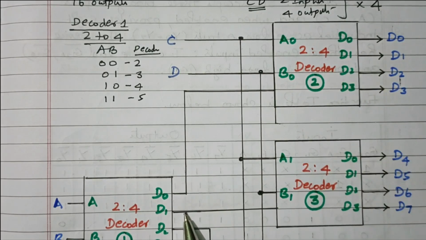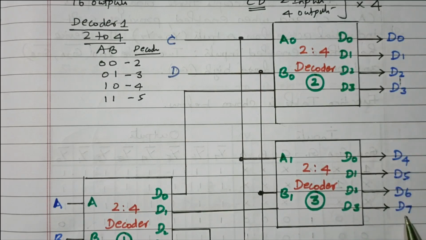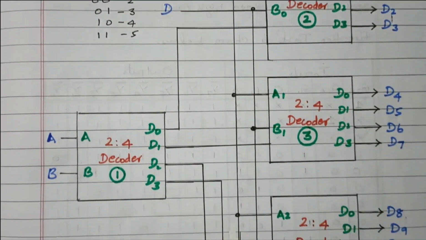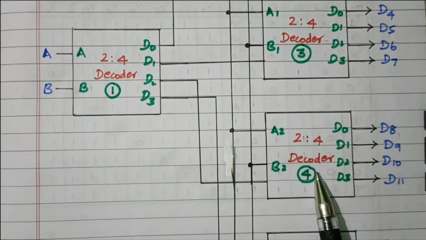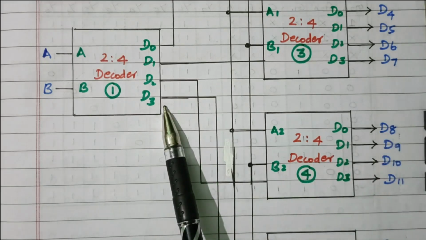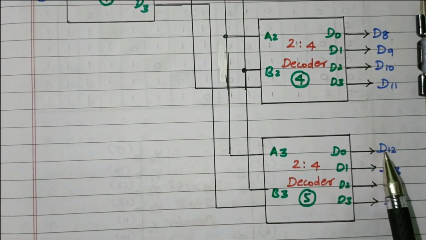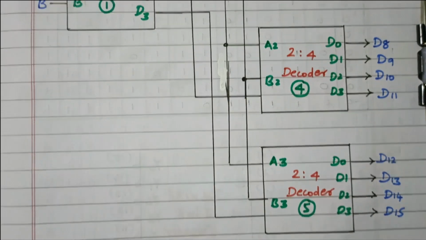Suppose D1 is enabled. D1 is a high output, which means the third decoder will be enabled. So that we will get the outputs D4 to D7. D0 to D3 are already available here. At that time, only one decoder will be enabled, either this or that. Suppose this D2, the third combination. D2 is high level, which means decoder 4 is enabled. So that we will get the output from D8 to D11. Suppose D3 is enabled, the fifth decoder is enabled. So that will get the outputs D12 to D15. Right. So totally we are having 16 outputs.